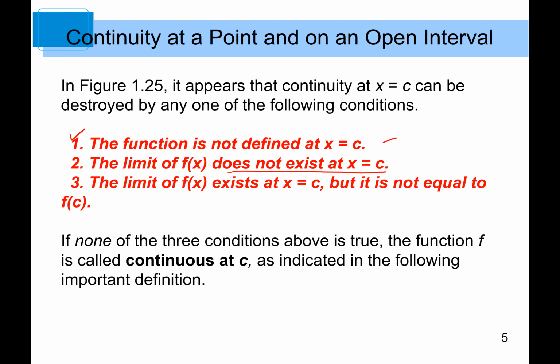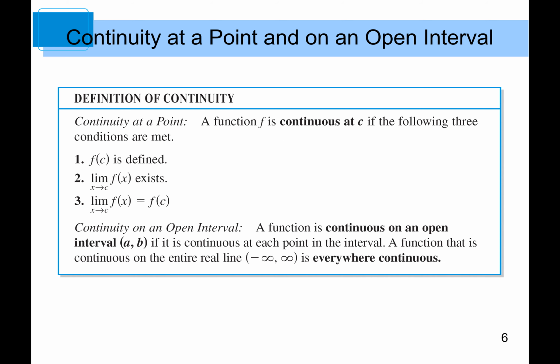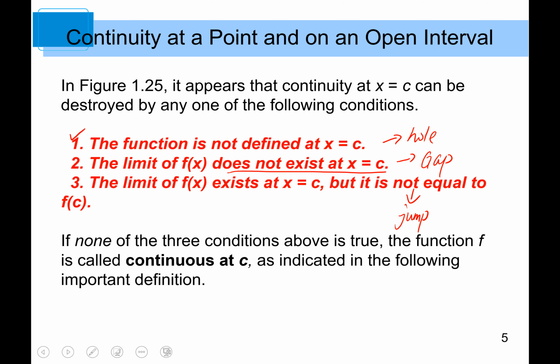So this is a hole, this is the gap, and that last one is a jump. Okay. If none of the three conditions above is true, then the function is called continuous at c, at x equals c to be exact, as indicated in the following important definition.